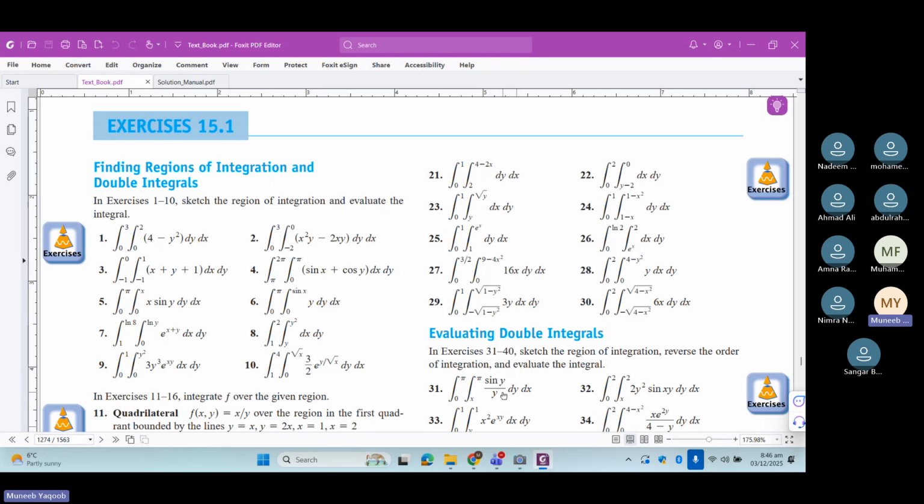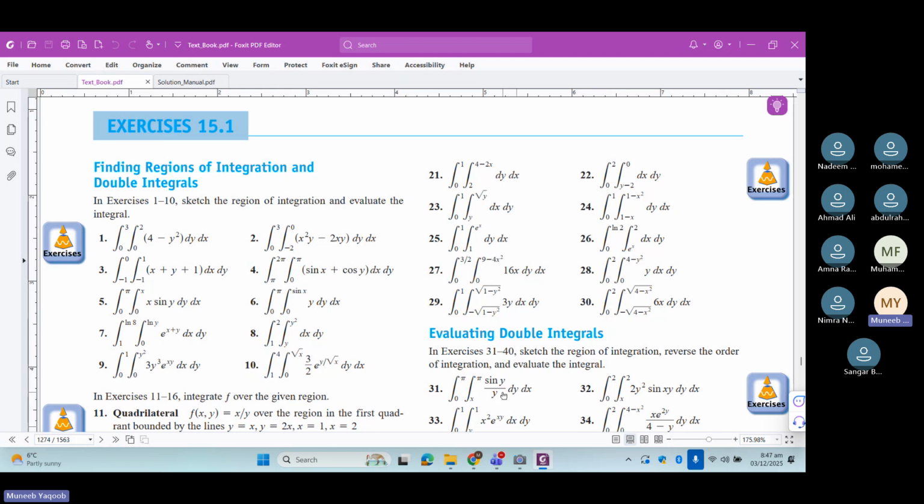Now to perform this double integration, I told you that first of all, we will evaluate the inner integral. That is the integral 0 to 2, 4 minus y square dy. And then after integrating this function, applying the limits from 0 to 2, then we will integrate the answer of the first integral, and then we will apply the second limits that are from 0 to 3. So let us write this question on our register, and then we will solve it for you.